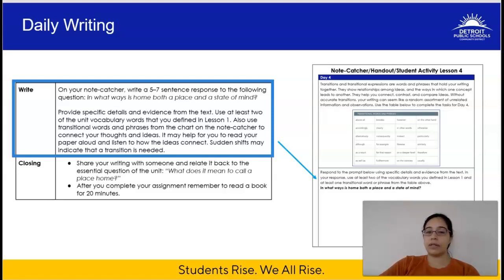And just a hint about using those transitional words and phrases. Once you're done with your writing, or as you're drafting your text, it might be helpful for you to read your writing out loud and listen to how the ideas connect. And if anything sounds choppy, or if there's a sudden shift that doesn't flow very well, that's probably your indication that a transitional word or phrase is needed, and then you can pick an appropriate one from the table.